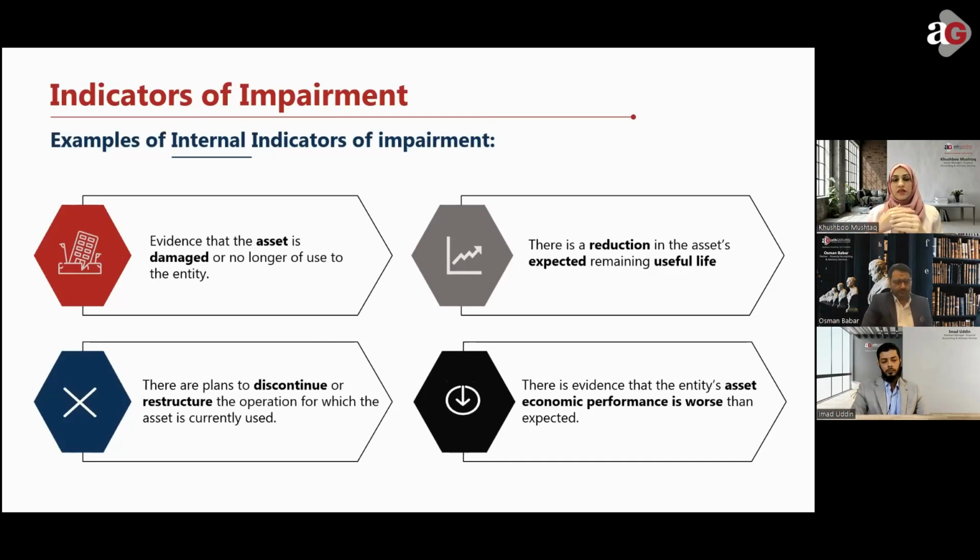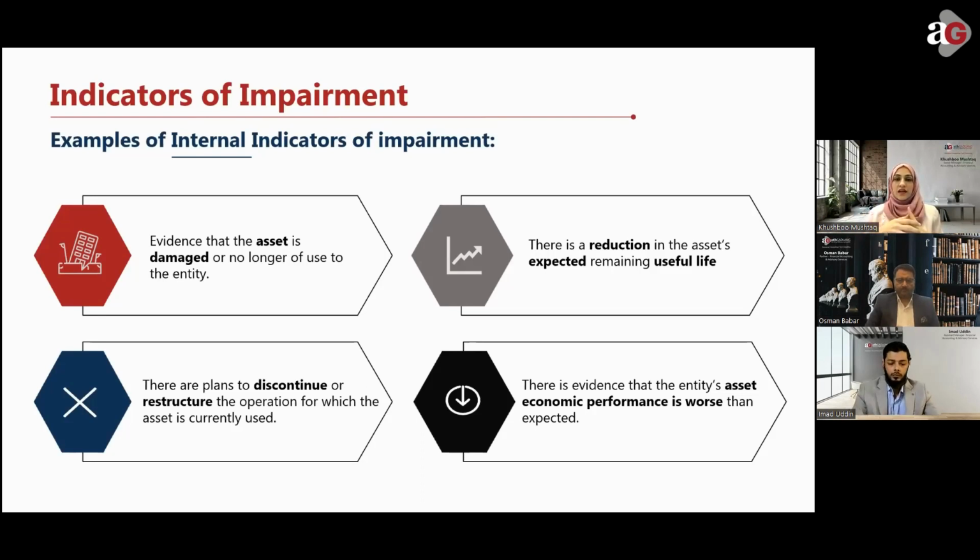Obviously there are no cash inflows from that asset. Then if there is a reduction in the asset's expected remaining useful life, or there are plans to discontinue or restructure the operation for the asset which is being used. And the fourth one is the asset's economic performance is worse than expected. So these are general indicators. There might be more depending on the situation that the asset or an investment is in.